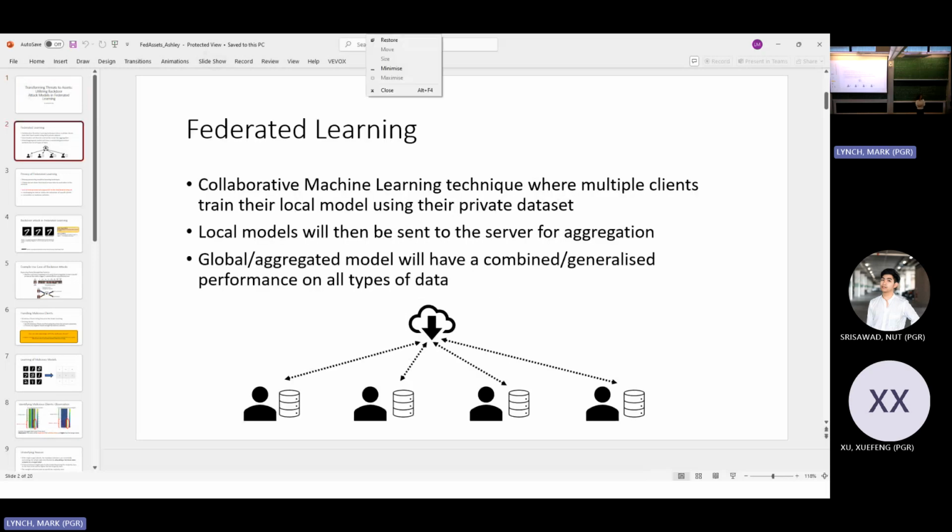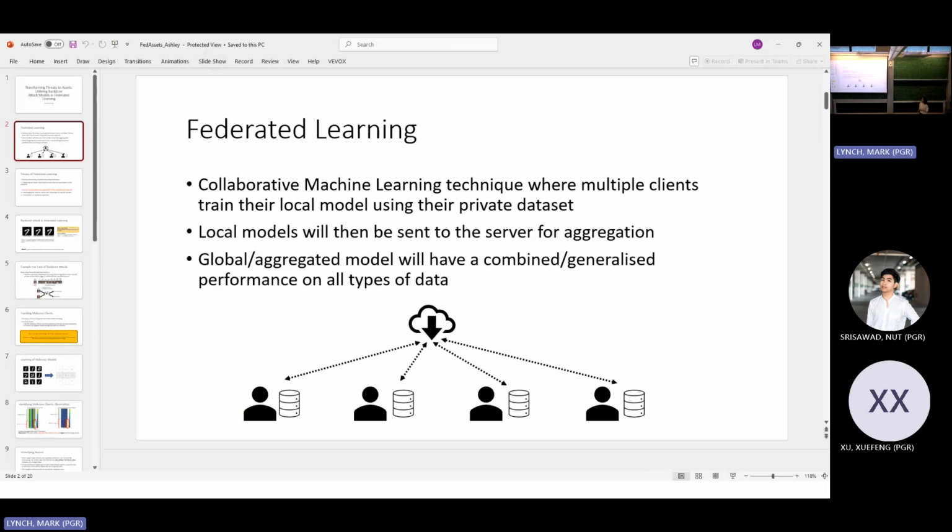So federated learning is actually a collaborative machine learning technique which is very useful for distributed learning. What it does is that each of the clients will have a hold of their private data set, and then they will train the local models to be sent to the server. Once the server receives all the local models, they will aggregate them in order to get a more generalized performance on the global models. The global model is also called the aggregated model, essentially.